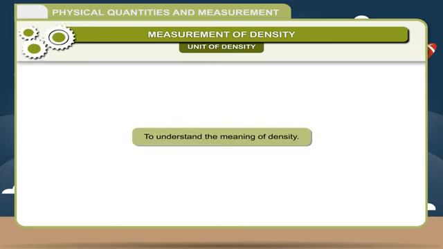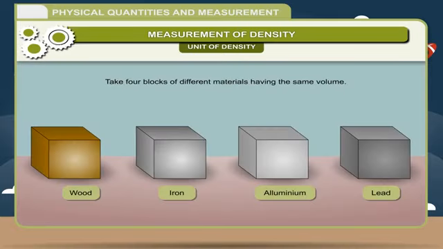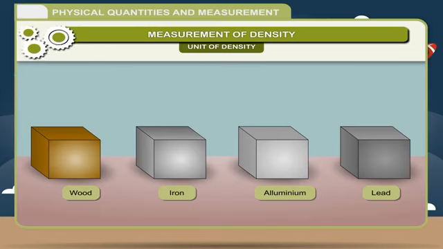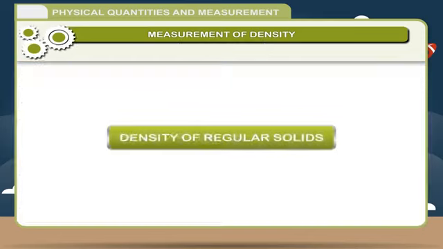Activity: to understand the meaning of density. Take 4 blocks of different materials having the same volume. Weigh them and compare their masses. Find out the densities of each using ρ equals m divided by V and list them in increasing and decreasing order of their densities. Also find out the material which is more dense.